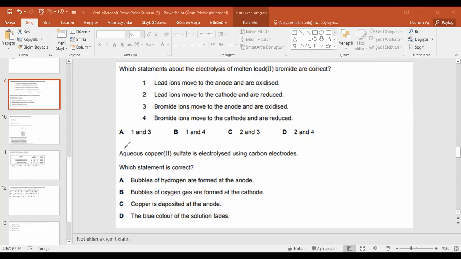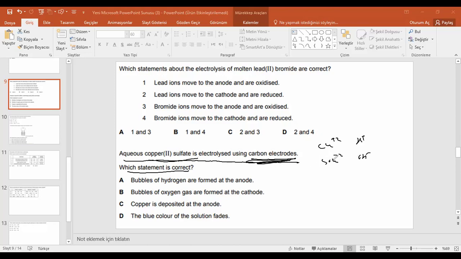Moving to the next question. Aqueous copper(II) sulfate is electrolyzed using carbon electrodes. Which statement is correct? So we have copper sulfate, which is Cu2+, SO4 2-, and H+, OH-. And here we are using carbon electrodes, so inert electrodes.